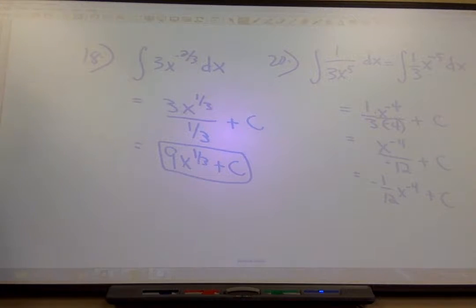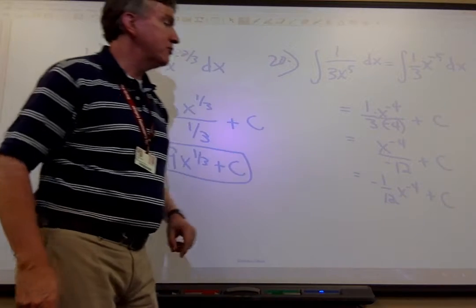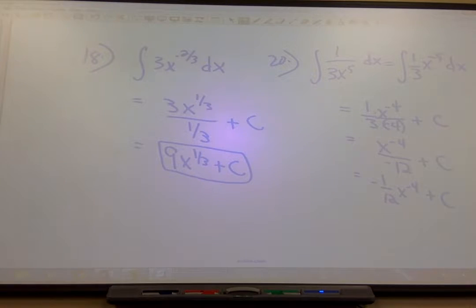Is that good? Either way. Bring out that negative 12 in the denominator as a fraction, negative 1/12, and that would be equivalent. I could write it negative 1 over 12x to the positive 4. That would be okay, but I don't think they want me to go that far.